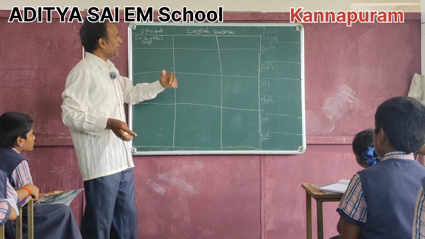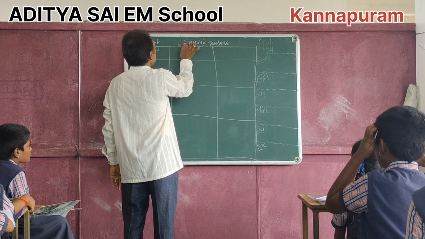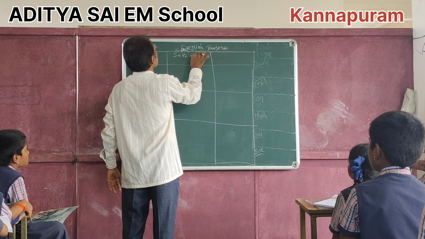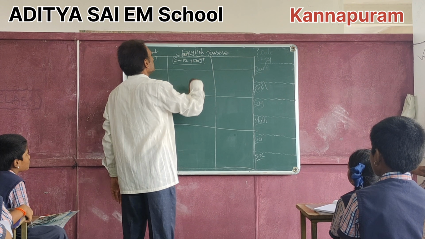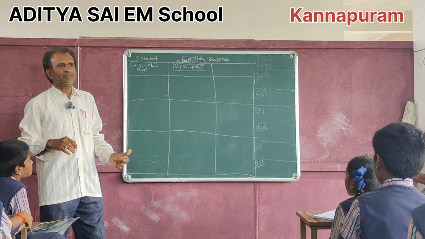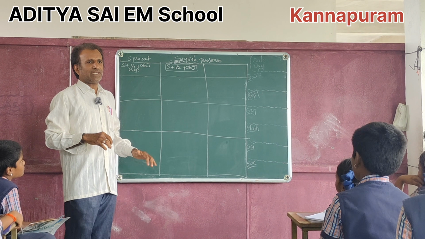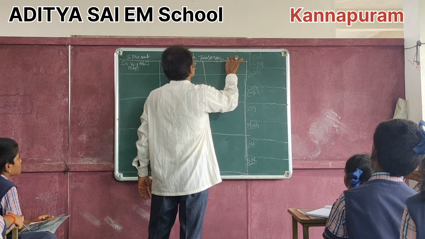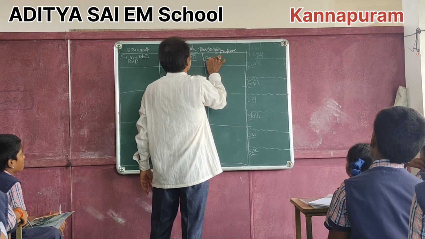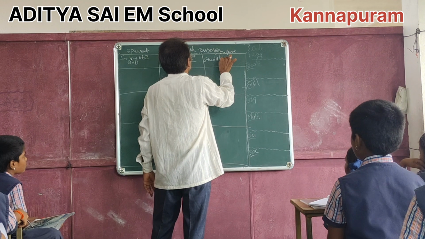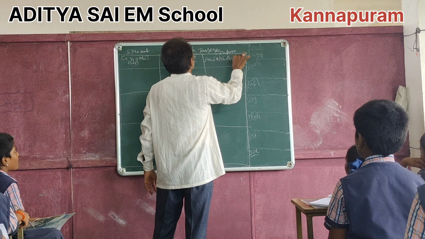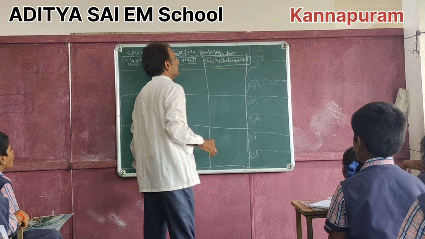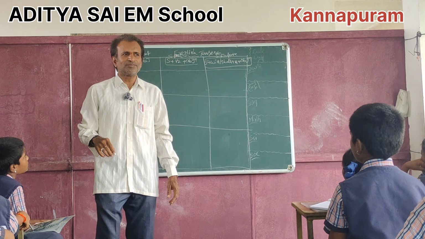Okay. Next, simple past structure. Simple past: subject plus V2 plus object. So that is already completed. Next, simple future tense: subject plus will or shall plus V1 plus object.